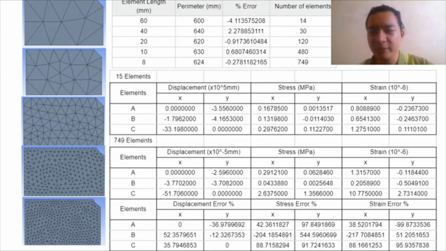This is because the shape to be analyzed is irregular and could not be closely represented by triangles. Comparing the first and last pictures to the original model, it could be seen that the differences between the 15-element model, the 749-element model, and the original model are getting smaller.